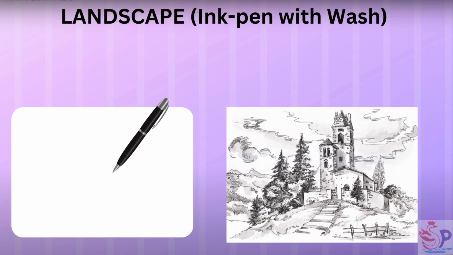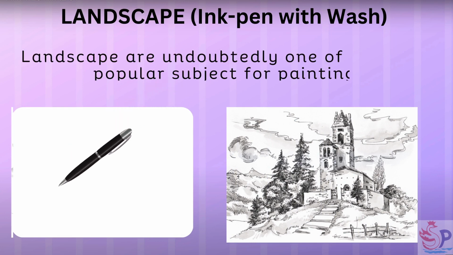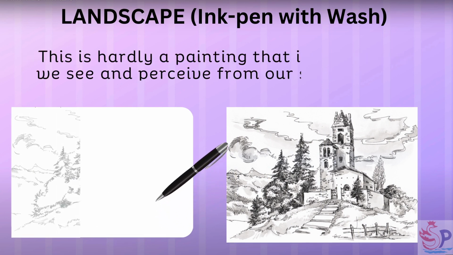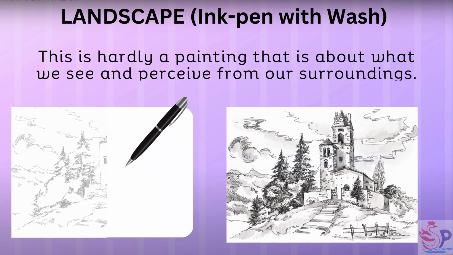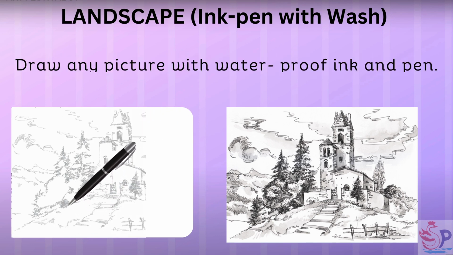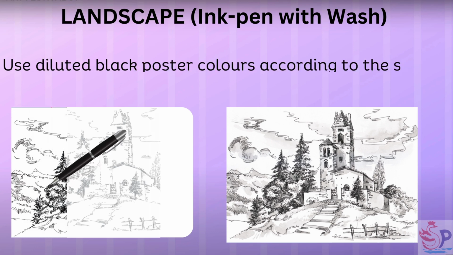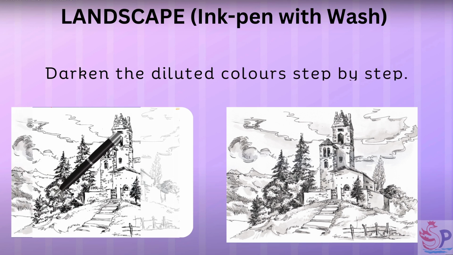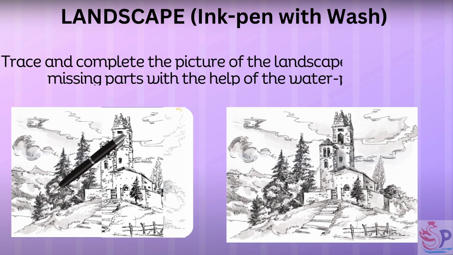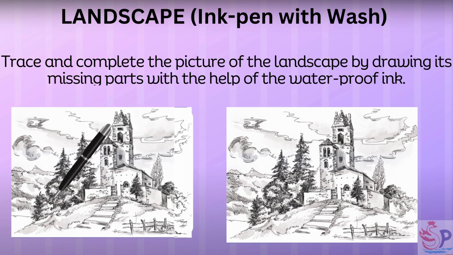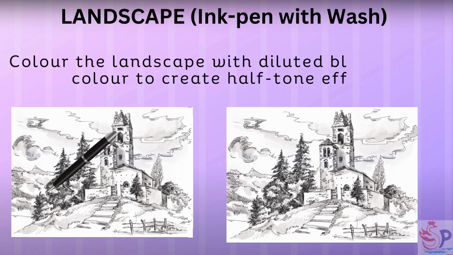Landscape. Ink pen with wash. Landscapes are undoubtedly one of the most popular subjects for painting. This is hardly a painting that is not about what we see and perceive from our surroundings. Draw any picture with waterproof ink and pen. Use diluted black poster colors according to the subject. Darken the diluted colors step by step. Trace and complete the picture of the landscape by drawing its missing parts with the help of the waterproof ink. Color the landscape with diluted black poster color to create a half-tone effect.